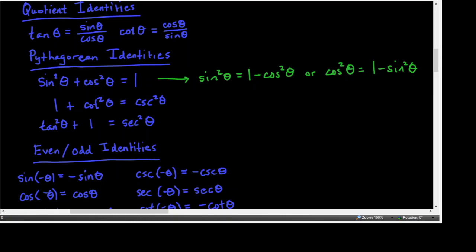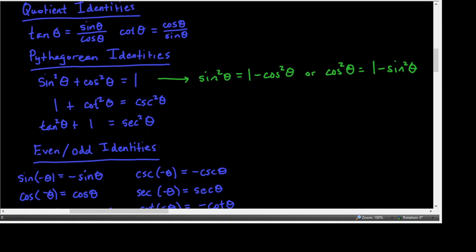So you can solve the second one for either cotangent squared theta or for 1, and you can solve the third one for either tangent squared theta or for 1. And those alternative forms are ones that you would want to make sure that you're aware of for substitution purposes.